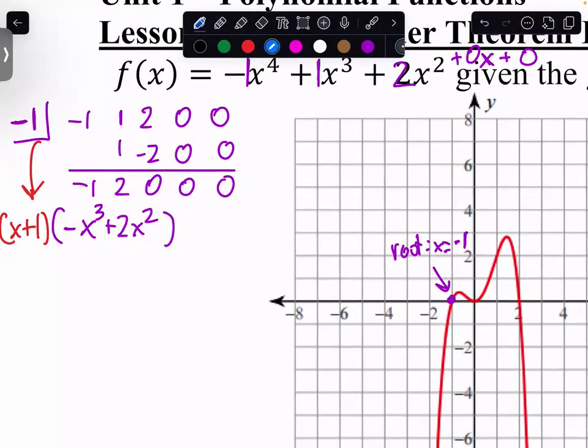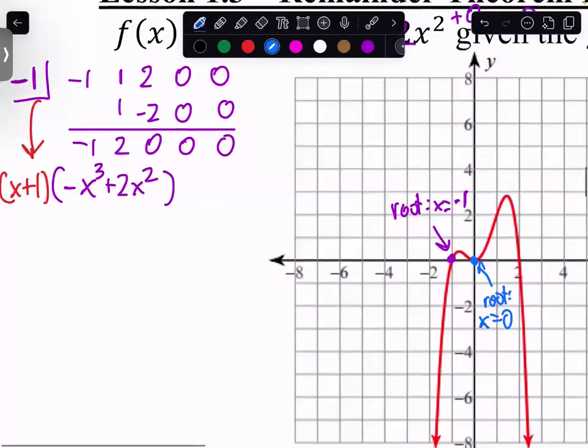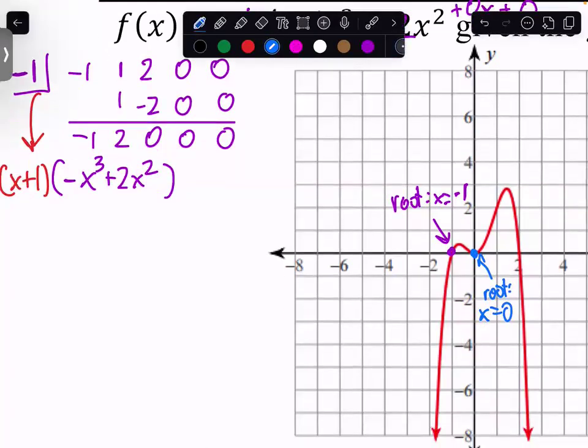By the way, why did I start with this root and not this one or this one? I could have. It doesn't matter what order you do them in. So now let me go ahead and move on to the middle, right? So we see another root at x equals 0. Okay, so what do we do with that?